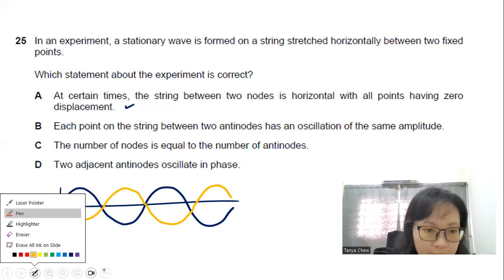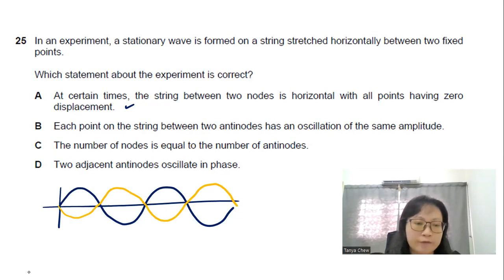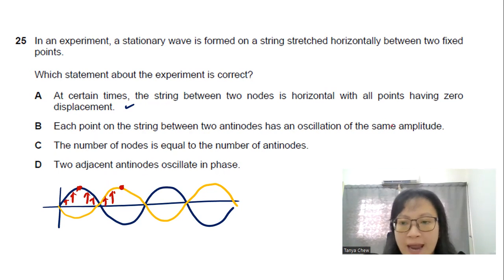Okay, let us erase a little bit here. Okay, this is my stationary wave. This is what we call antinode. Each point on the string between two antinodes here. Could you see that between these two antinodes, all the amplitudes are different? So they don't have the same amplitude.